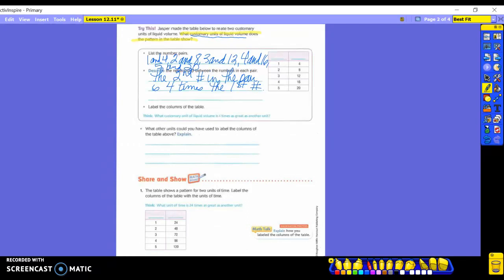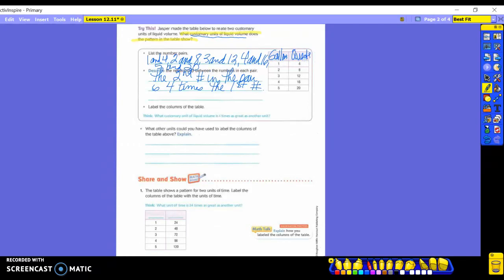Camden, what are we going to use for our table this time? Quarts and gallons. So where am I putting quarts and where am I putting gallons? So gallons is where it starts at 1. All right. And then quarts. So gallons on the left, quarts on the right. Do we agree with him?